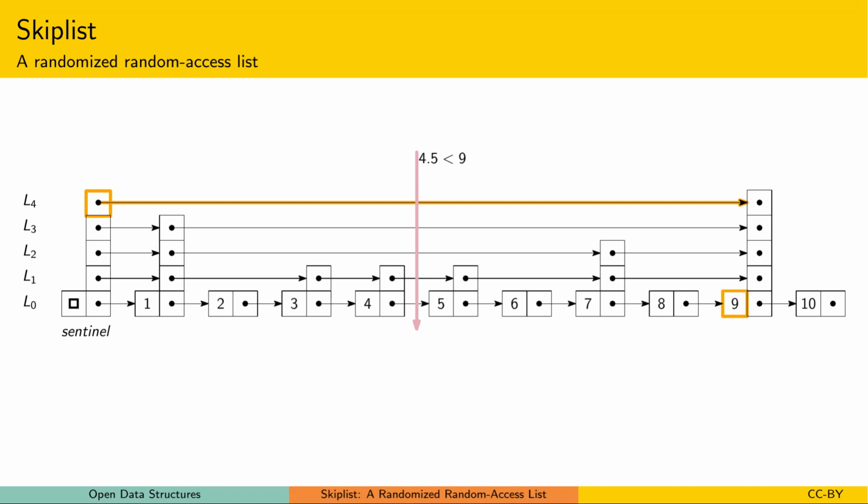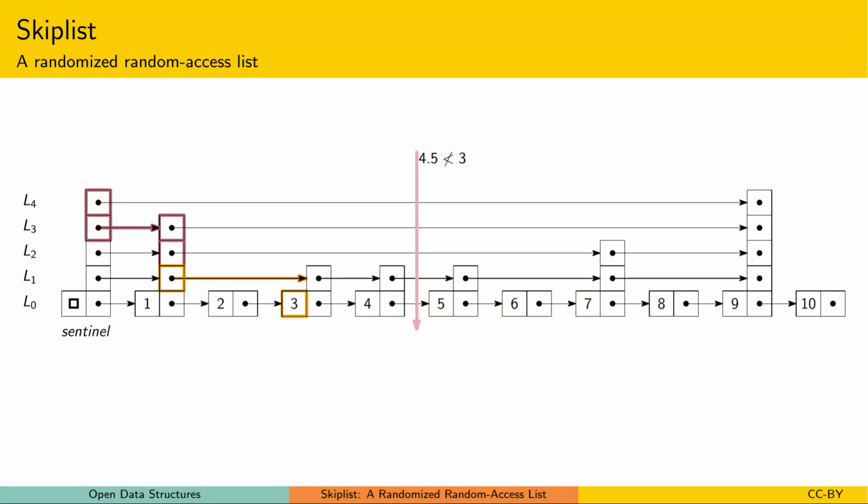In this case, a right step would take us to 9, which is not less than 4.5. So instead, the search path goes down one level into the list L3. Now, the next step to the right takes us to 1, which is less than 4.5. So the search path goes to the right, to the node in L3 containing the value 1. Now, though, the next step would go right too far again, so the search path goes down into L2. Still, the next step to the right would go too far, so the search path goes down into L1.